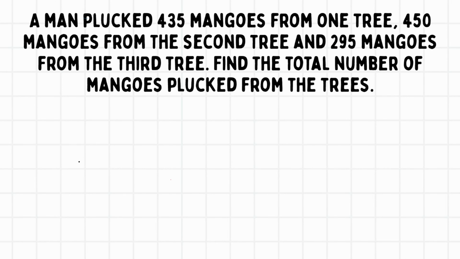Let's try out this addition word problem. So a man plucked 435 mangoes from one tree, 450 mangoes from the second tree, and 295 mangoes from the third tree. Find the total number of mangoes plucked from the trees. So to do this, all we need to do is add the three numbers together.